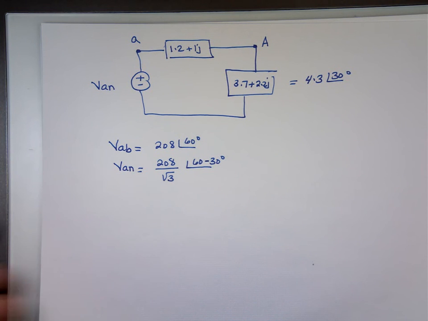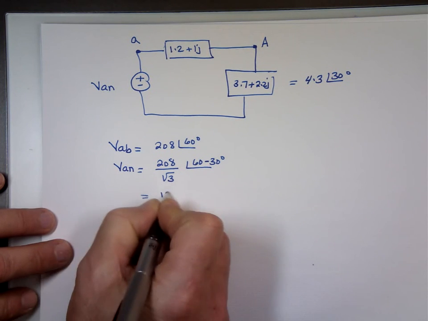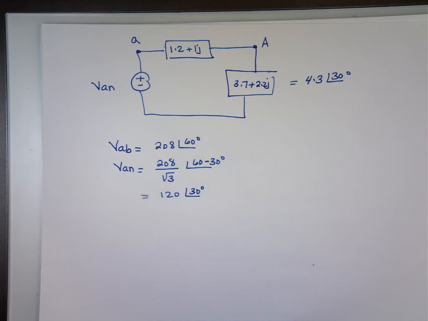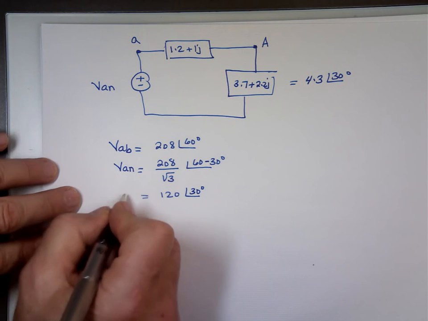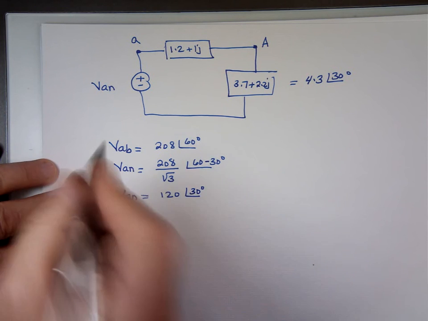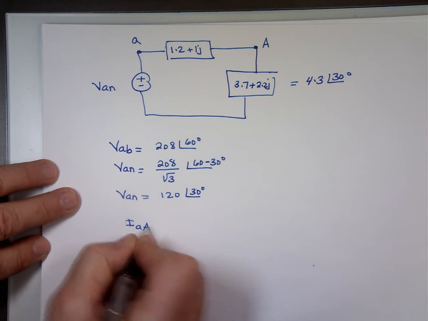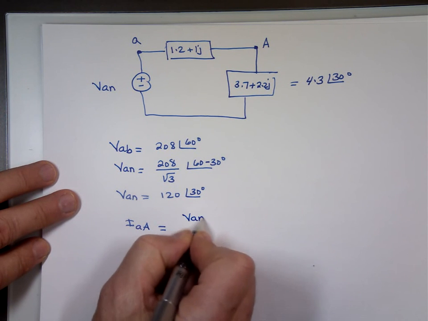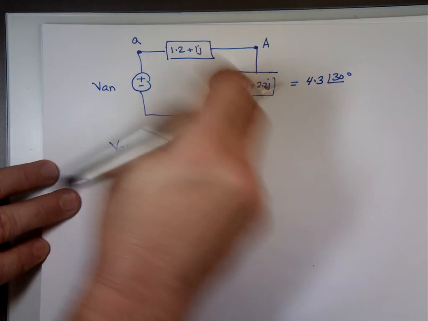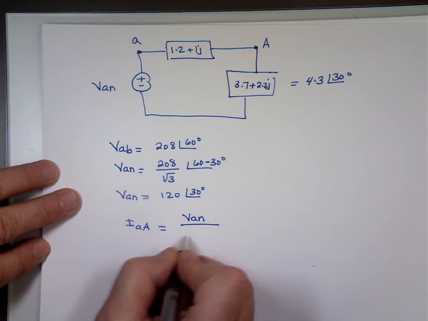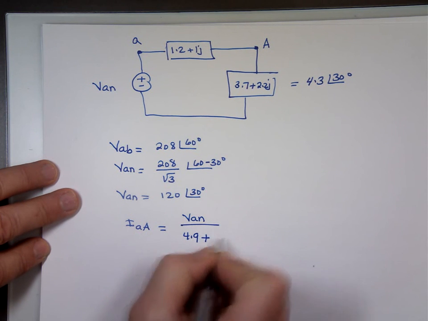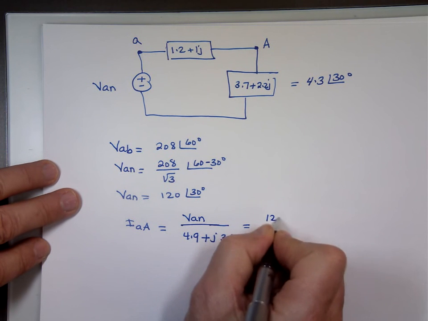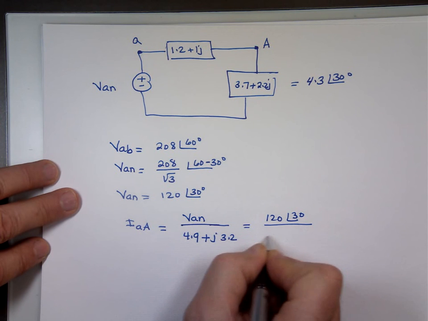That should be 120 because that's a common number. 30 degrees. 120. Yep. That's VAN. So can I find I from A to A? Sure. It's VAN divided by the sum of these. 3.7 plus 1.2 is 4.9, plus j3.2. So 120 angle 30 over 4.9 plus j3.2.